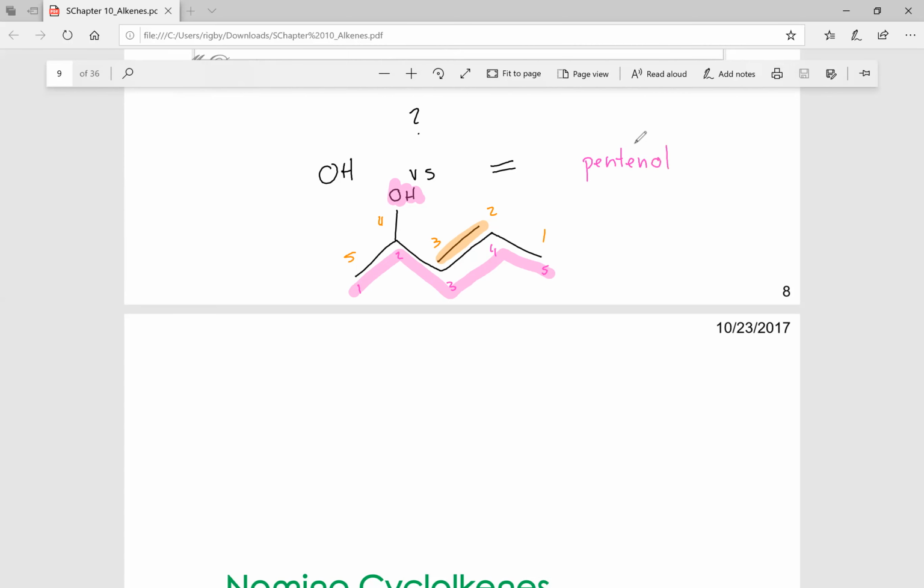And we can see here that the ENE, which is the alkene part, comes before the OL part. So that's how I like to remember: if it comes later in the name, then it's going to be more important. It has a higher priority. So the alcohol group has a higher priority over the alkene group.